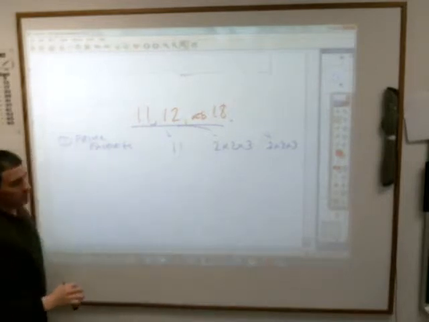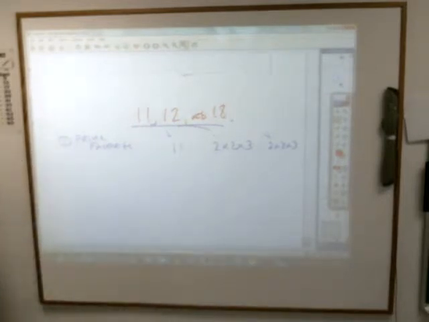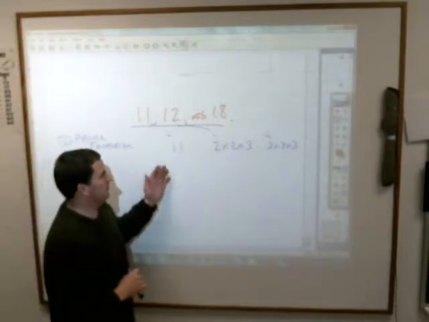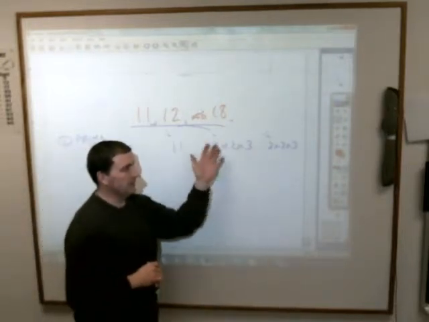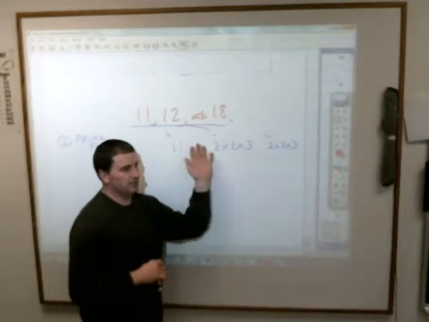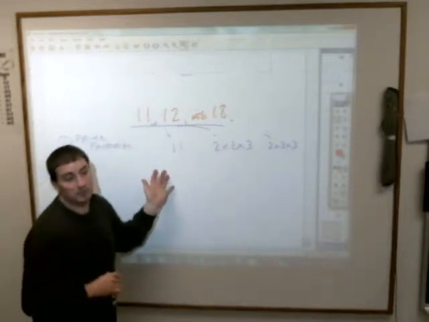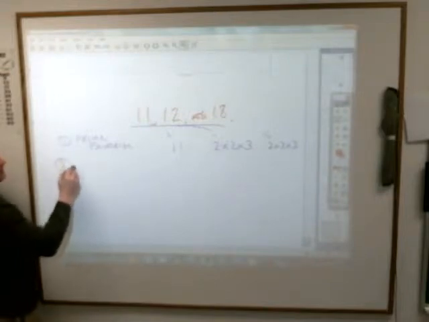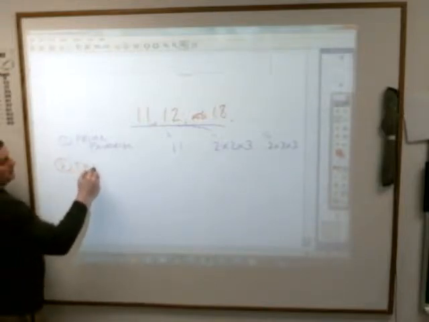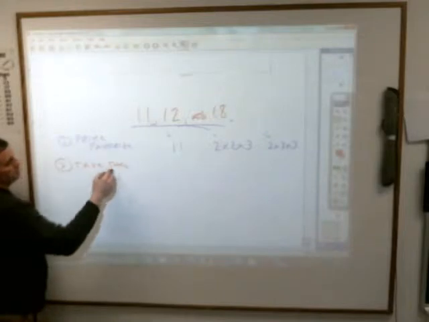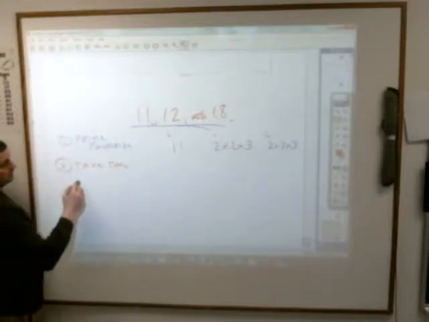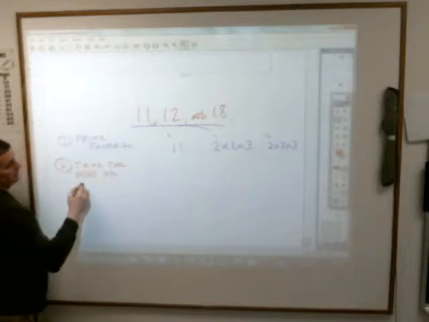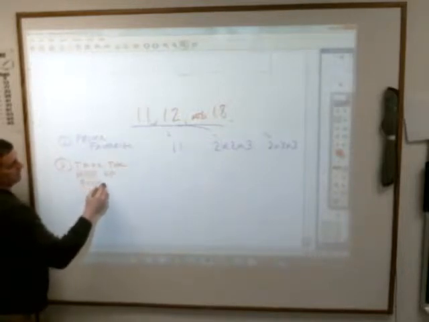Now remember with greatest common factor, you took what they had in common. In other words, how many 2's did they have in common? How many 3's did they have in common? Well, this greatest common factor is 1 because they don't have anything in common. But with this one, you take the group that has the most of each factor.